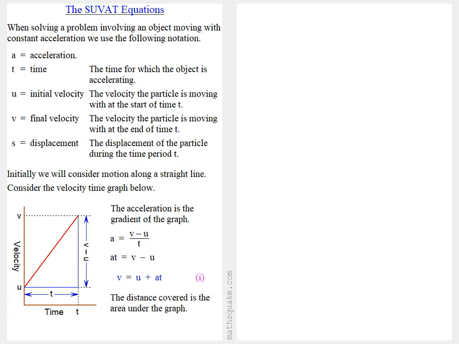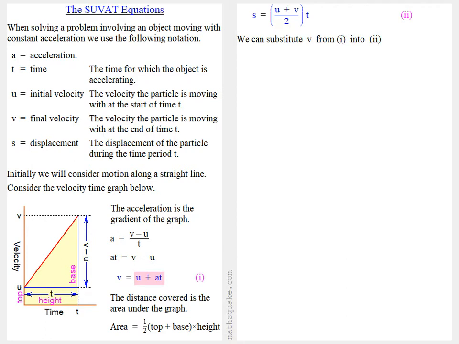Now we know the distance covered on a velocity time graph is the area under the graph. And we can find the area because we've got a trapezium. Now the area of a trapezium is a half the top plus the base times the height. However, the trapezium is on its side, so the top is the vertical line going up to u, and the base is the vertical line going up to v. And so we have s, the distance, is equal to (u plus v) over 2 times t. Now that's our second SUVAT equation.